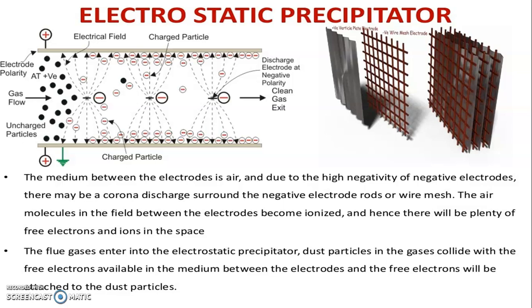The flue gas enters the electrostatic precipitator. Dust particles in the gases collide with the free electrons available in the medium between the electrodes, and the free electrons become attached to the dust particles.